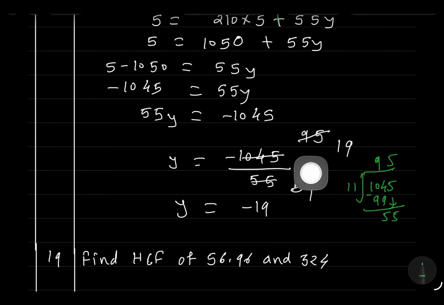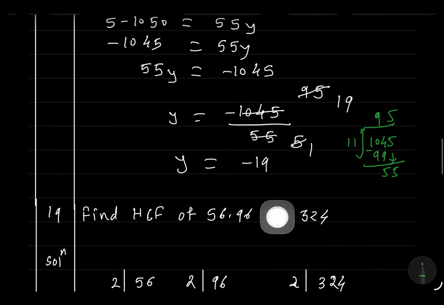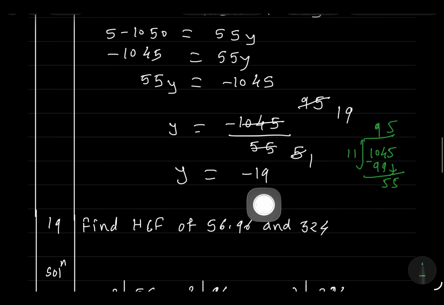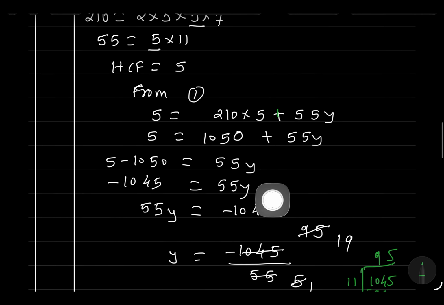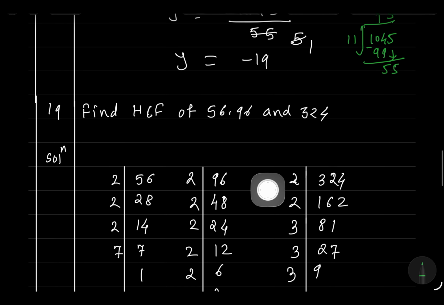Again, this 95 divided by 5, you will get the answer 19, and the minus sign is there, so that is minus 19. So y equals minus 19. This was the question they asked: find the value of y.